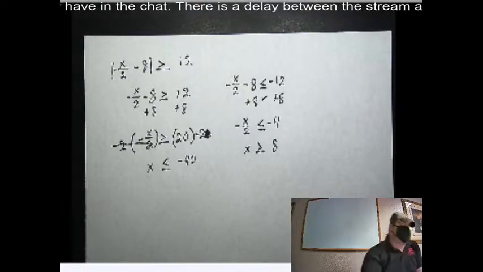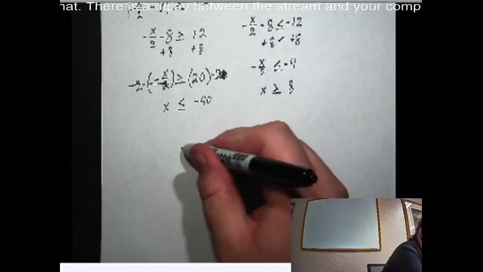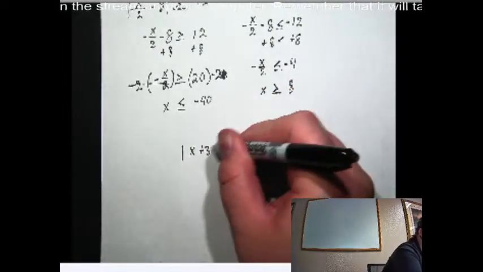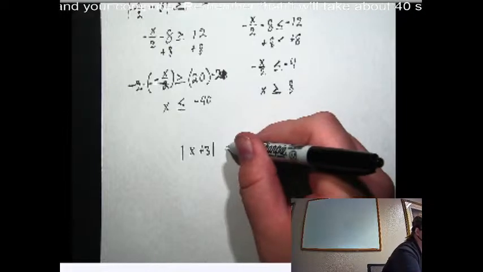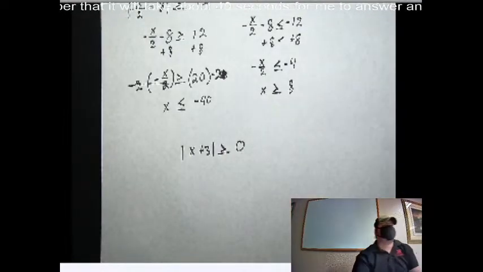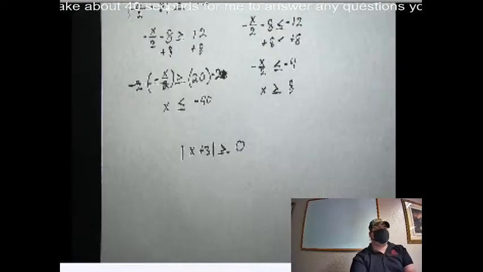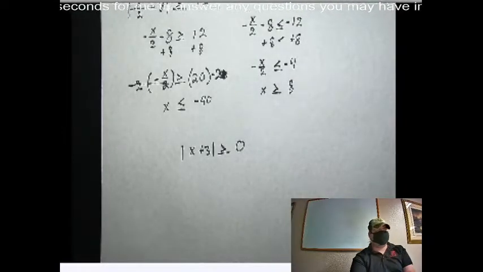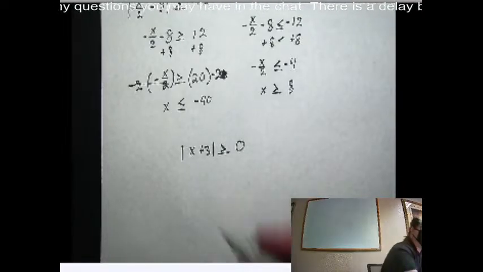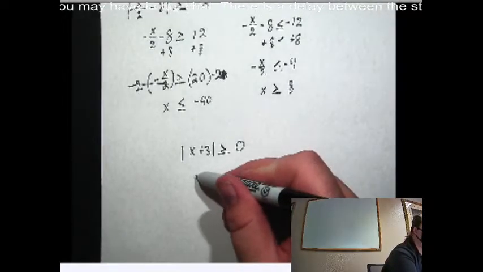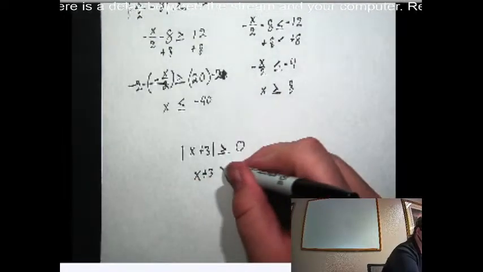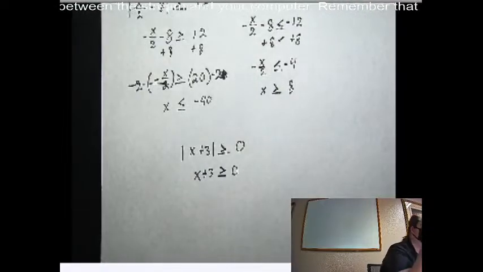Okay, let's go back, make something a little bit simple. Absolute value of x plus 3 is greater than or equal to 0. Okay? So what do we have when we try to solve this? X plus 3 is greater than or equal to 0.